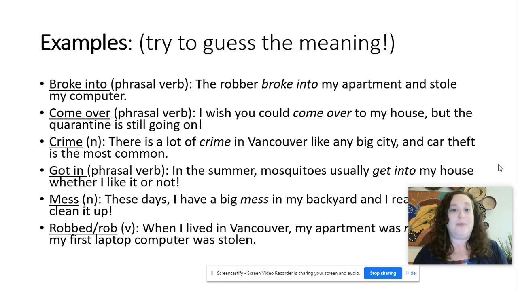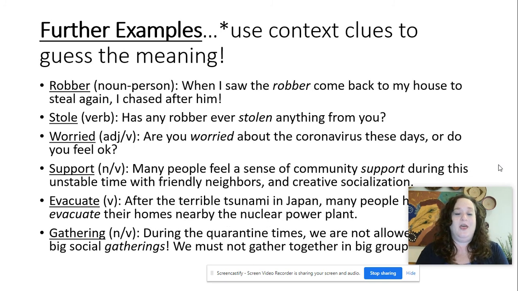Okay, so repeat after me. Broke into, come over, crime, got in, mess, robbed. Good. Okay, next page. Okay, further examples. Use the context clues. See if you can guess the meaning.